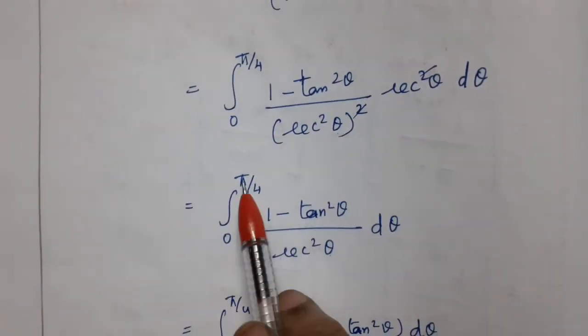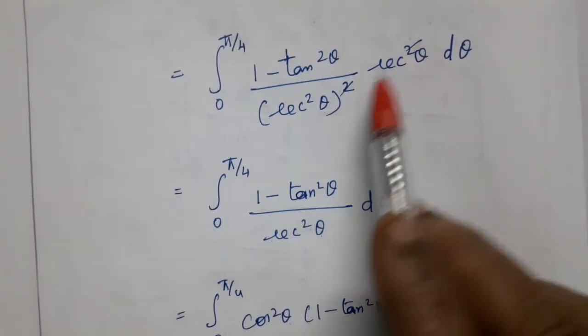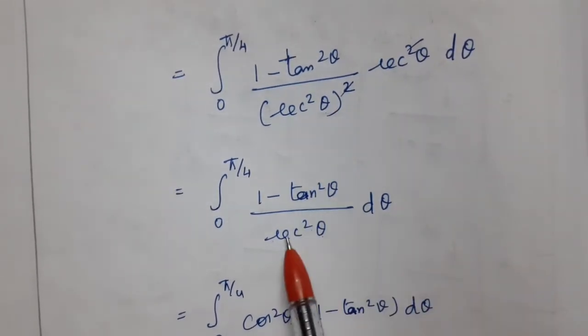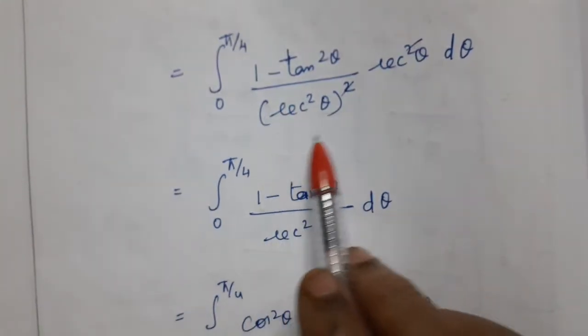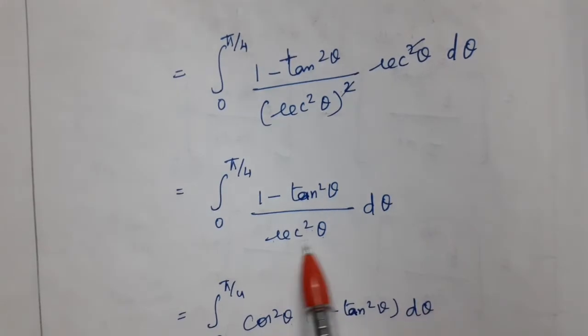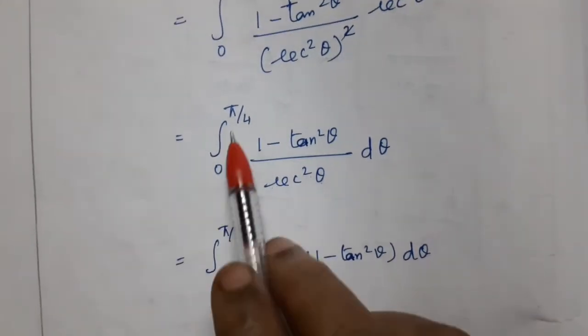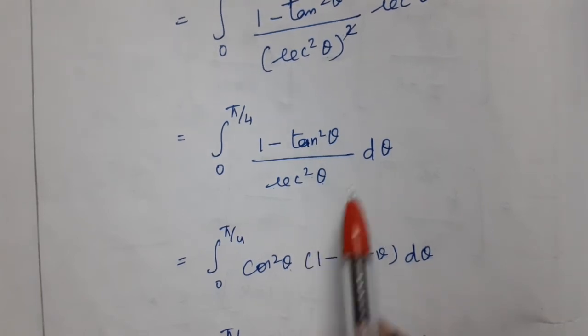Next, integral from 0 to pi by 4, 1 minus tan square theta, you cancel one secant square theta, here also cancel one secant square theta. Balance is one more secant square theta, because here secant square theta the whole square, cancel, balance remaining one more secant square theta. Now integral from 0 to pi by 4, (1 minus tan square theta) by secant square theta d theta.